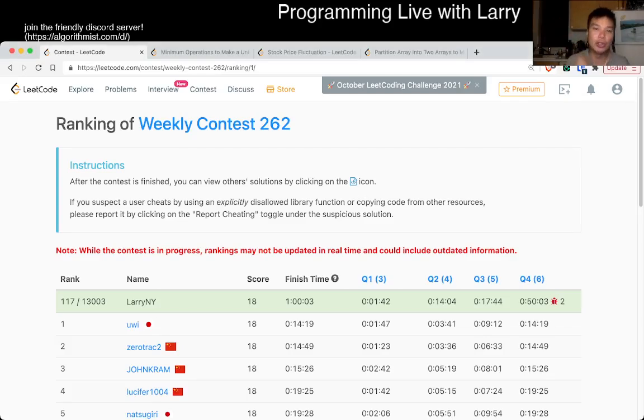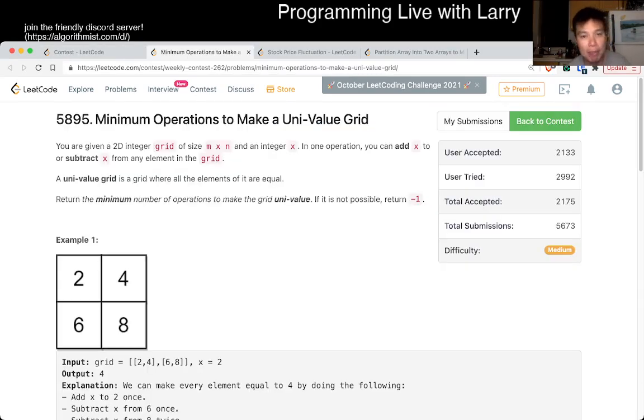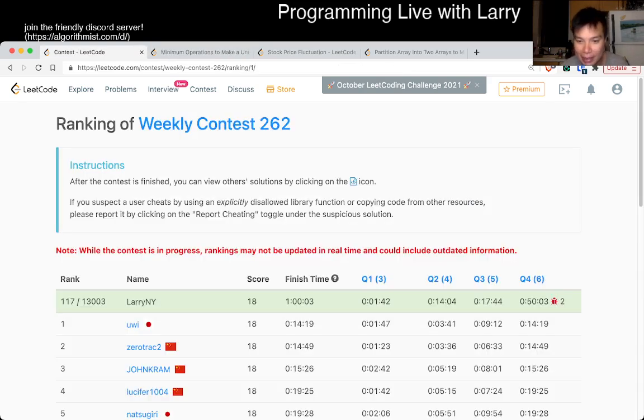This is me going over Q2 of the 262 weekly contest on Leetcode: Minimum Operations to Make a Uni-Value Grid. To be honest, I think this was very hard for me, as you can tell because I took 12 minutes, and I don't know.